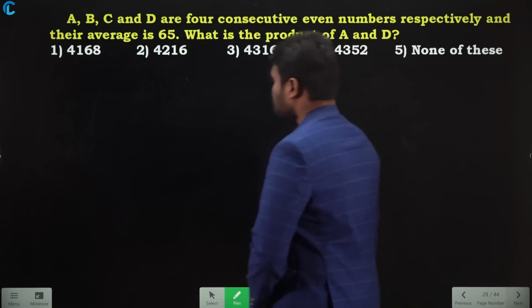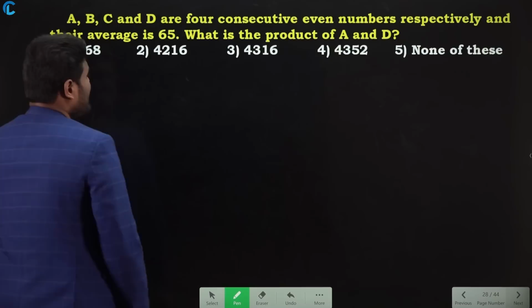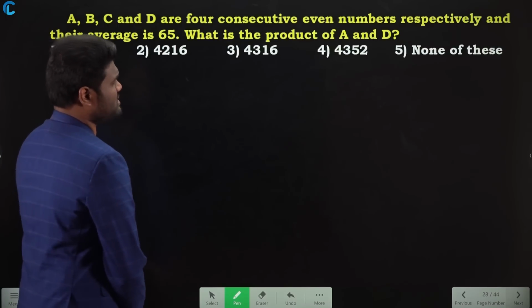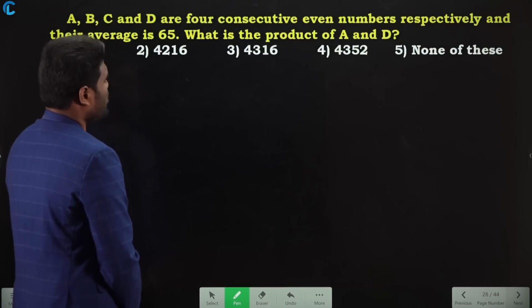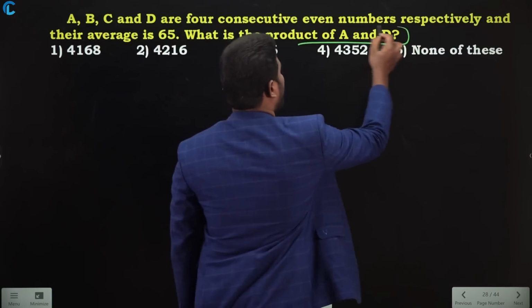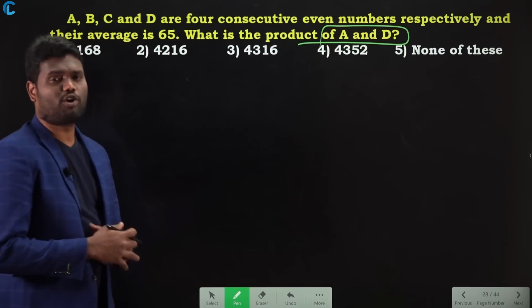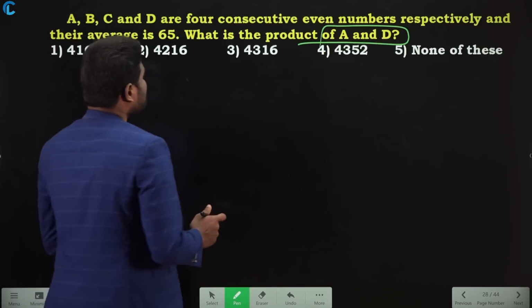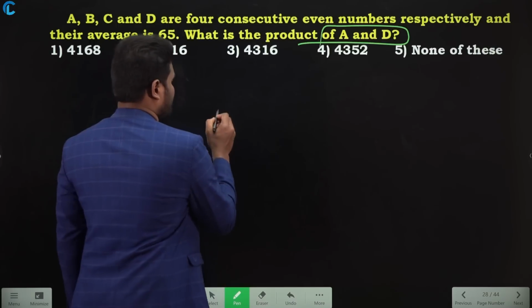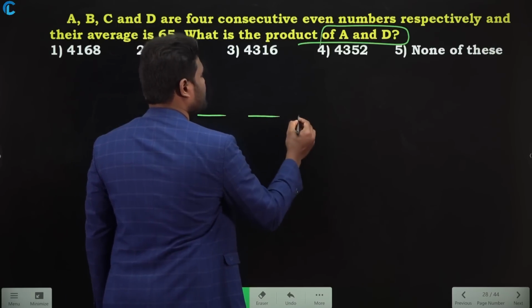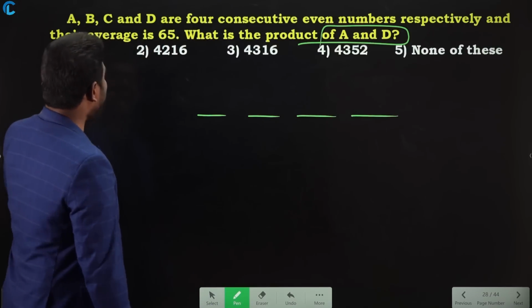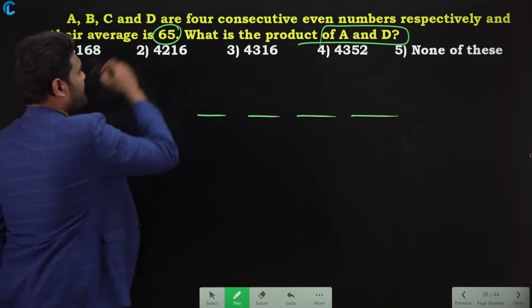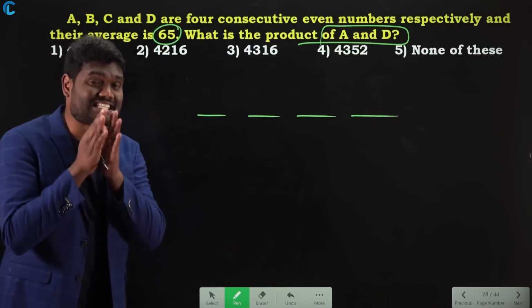Next question. A, B, C and D are 4 consecutive even numbers respectively and their average is 65. What is the product of A and D? We are asked to find the product of A and D. Look here, A, B, C, D are how many? 4 consecutive numbers: 1, 2, 3, 4. For these 4 consecutive numbers, average is 65.